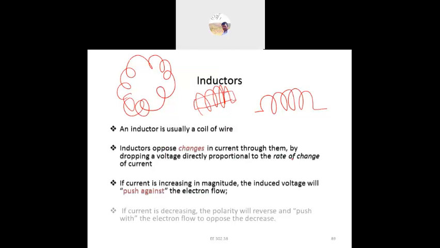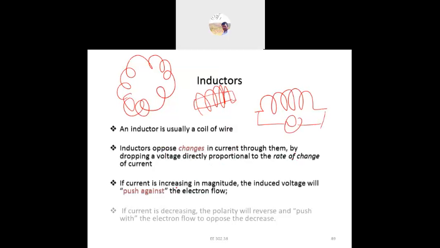So an inductor opposes the changes in the current through it, by dropping a voltage directly proportional to the rate of change of current.